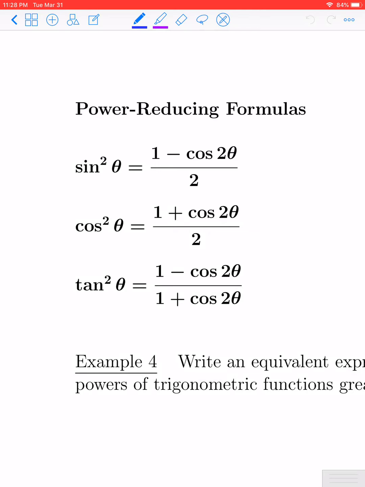We get that the sine squared of theta is equal to 1 minus the cosine of 2 theta, divided by 2. Again, at the beginning we have a sine that's raised to the second power, and it is being replaced by a cosine that's to the first power, albeit of the double angle 2 theta. The cosine squared of theta is equal to 1 plus cosine of 2 theta divided by 2. And the tangent squared of theta is equal to 1 minus cosine 2 theta divided by 1 plus cosine 2 theta.